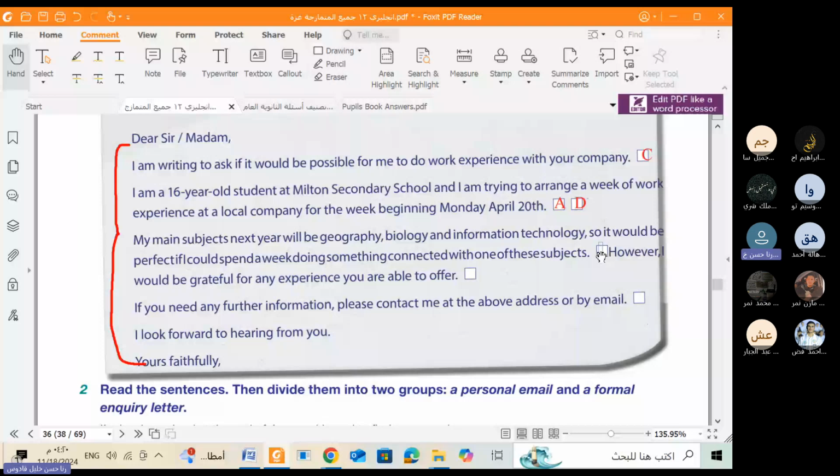Think again, please, ya Malak. Do you have the purposes? Have a quick look at them again. My main subjects next year will be geography, biology, and information technology. So I'm talking about, hi Ibrahim. F, say what you are studying. Yes, excellent. Thank you. It's F. Say what you are studying. Go on, ya Ibrahim. Thank you, ya Malak.